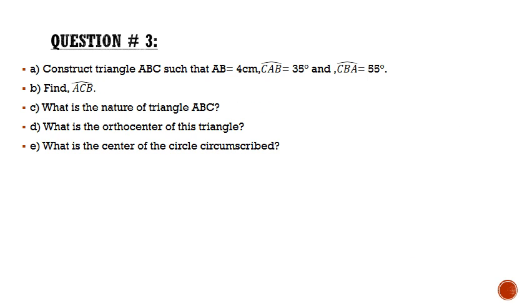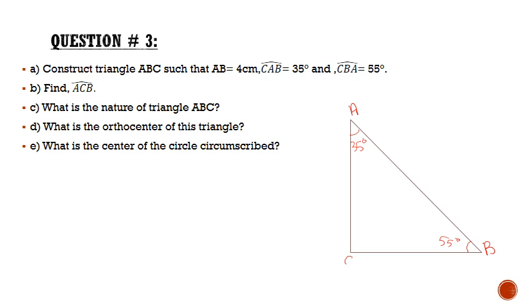Now question number 3. I need also to construct a triangle ABC such that AB equals 4, CAB equals 35, and CBA equals 55. Okay? So this could be the triangle. AB is 4 centimeters, right? So this is AB. Okay? CAB is equal to 35. And CBA is equal to 55.